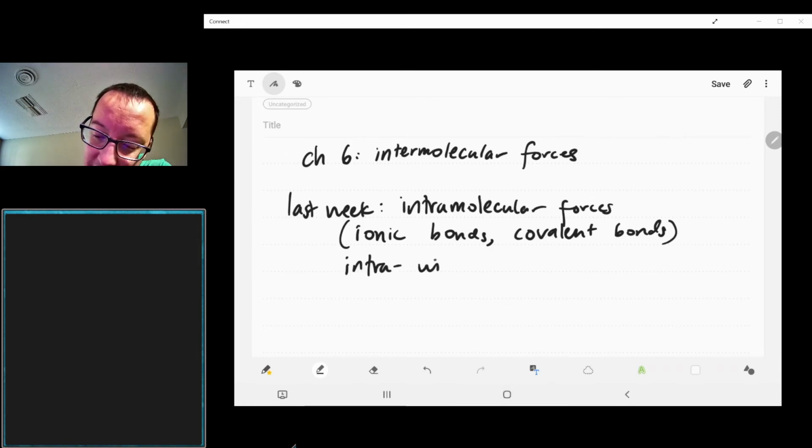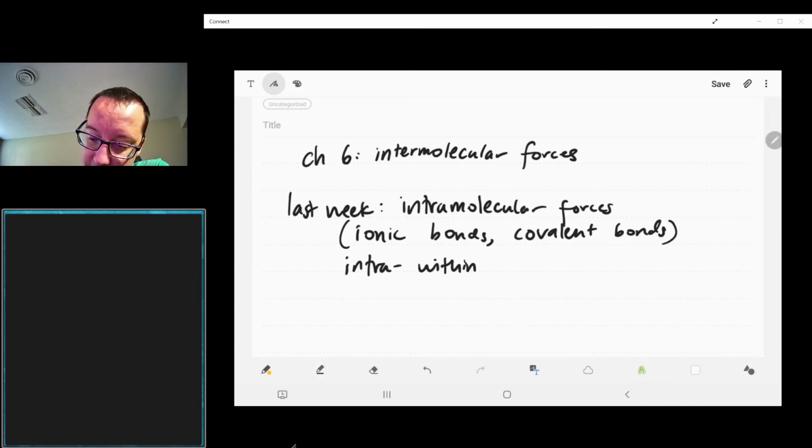Intra means within. So these particular forces are going to be forces that happen within a molecule. So you're just looking at one molecule, you see it's sharing some electrons, that's a covalent bond, and we can talk about properties of that bond and all that.